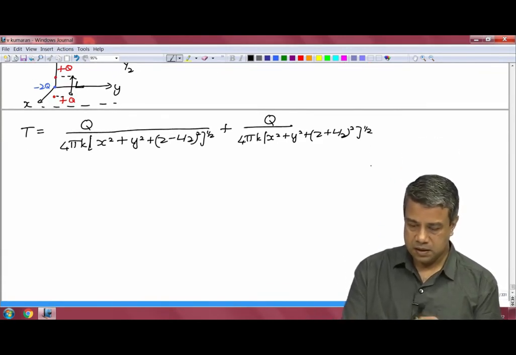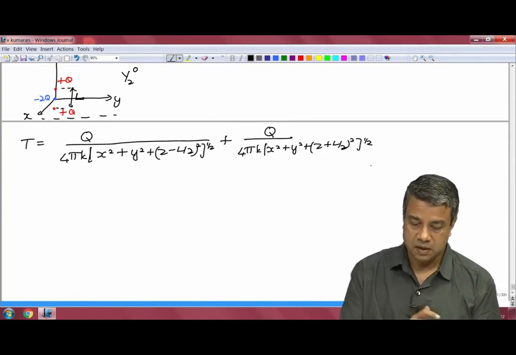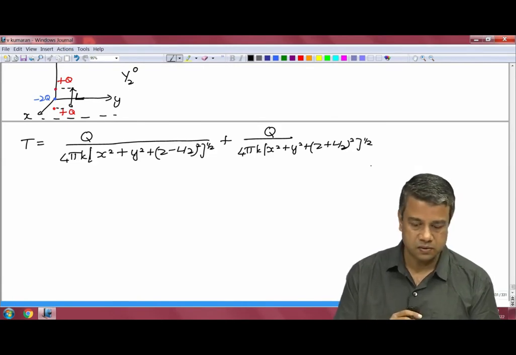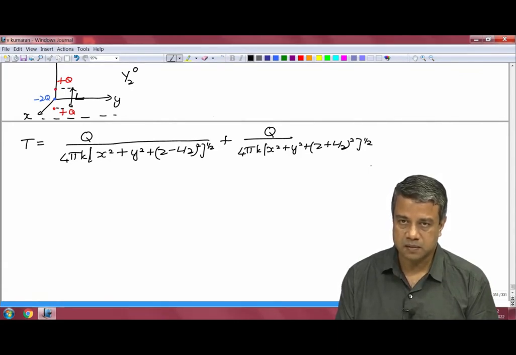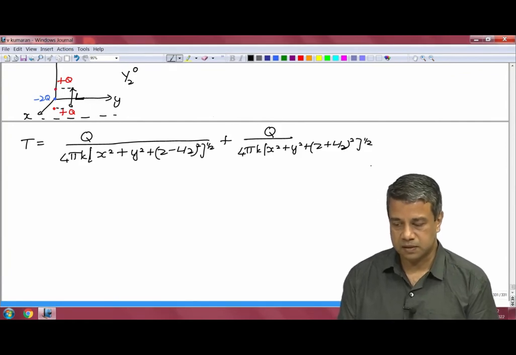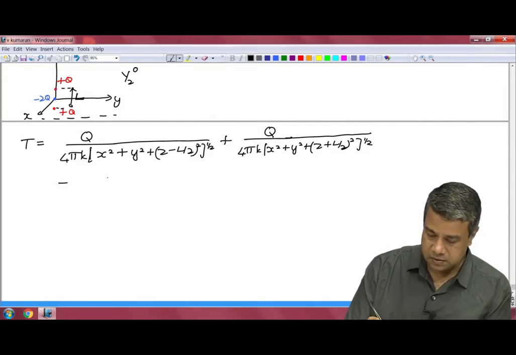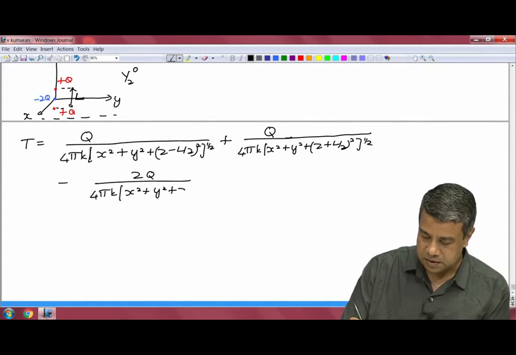And then I have a sink minus 2q in such a way that the net source is equal to 0. Note that in this case the total source strength is plus 2q and the sink is minus 2q. The dipole is also 0 because I have one dipole going in the plus z direction and another dipole going in the minus z direction. So, this is equal to minus 2q by 4 pi k into x square plus y square plus z square whole to the half.